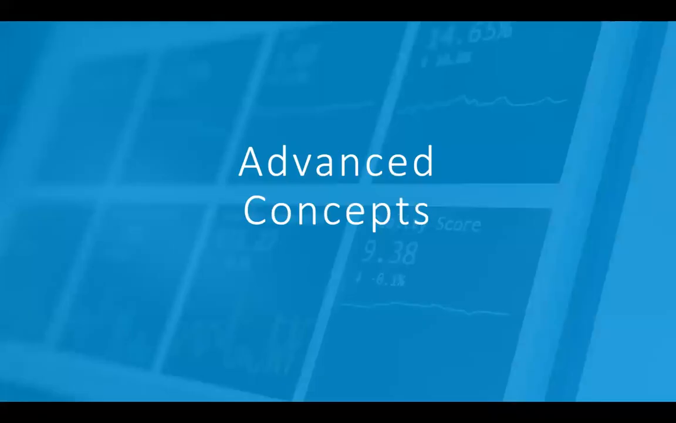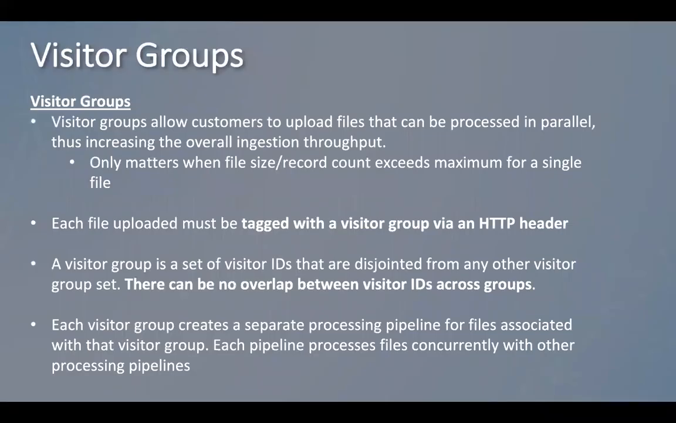So now to get into some of the more advanced concepts. I'd mentioned this notion of a visitor group, and I'll just explain it and then show what that looks like. Visitor groups allow customers to upload files that can be processed in parallel, thus increasing the overall ingestion throughput.